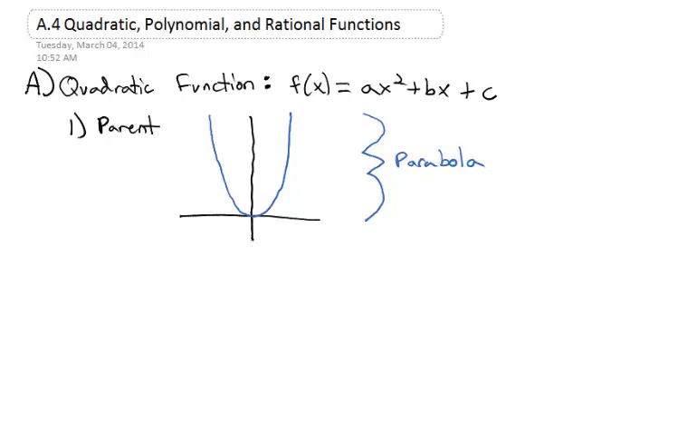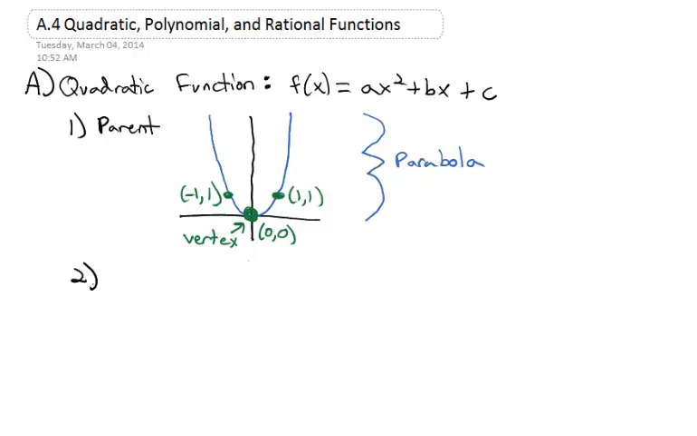There's a couple key points on the parabola that you should know. The bottom, also called the vertex, is at the point (0, 0). Then there's another point at (1, 1) and (-1, 1). And then it kind of U's up from those points. You should know how to do that much quite nicely.